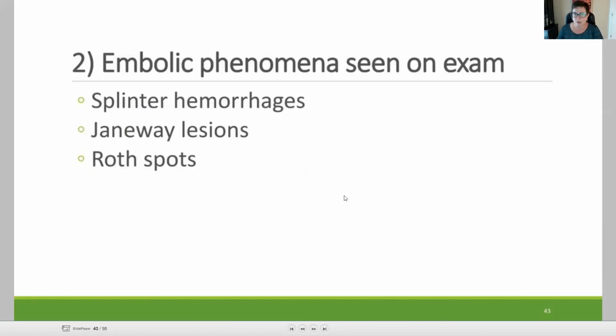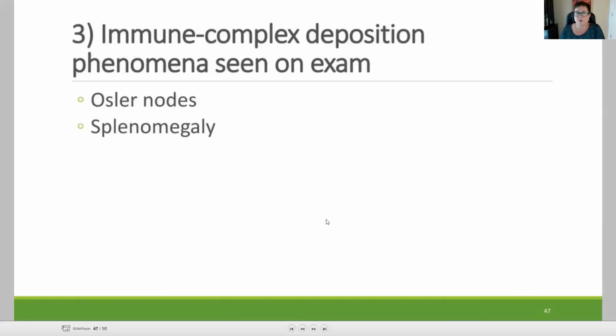So embolic phenomena, so you may have what are called splinter hemorrhages, so looking in the nail beds, Janeway lesions, Roth spots, and I think I have a picture later on to show you of these. They're unique to infectious endocarditis. So you get the Osler nodes and the splenomegaly related to the immune response.